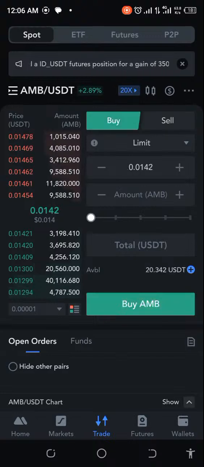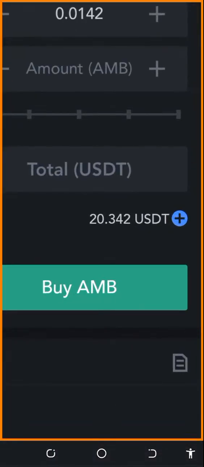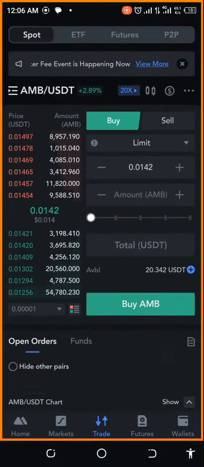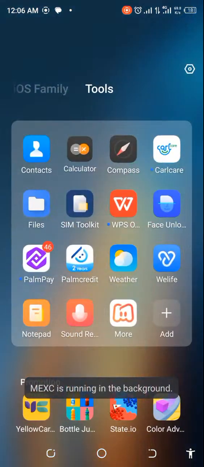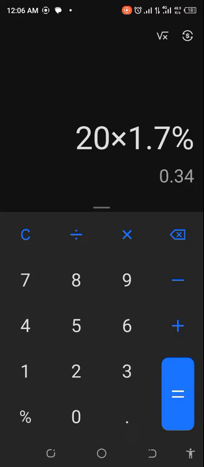So let's check what we have here. Wow, we have 20.342 USDT. This is sweet. Okay, so let's check what percentage this gave us in terms of fees and everything. We actually started out with $20, right? So if we check out the percentage, that should be around 1.7%. So let's multiply that by 1.7%. Wow, that's 0.34. That's 34 cents, and that's awesome.